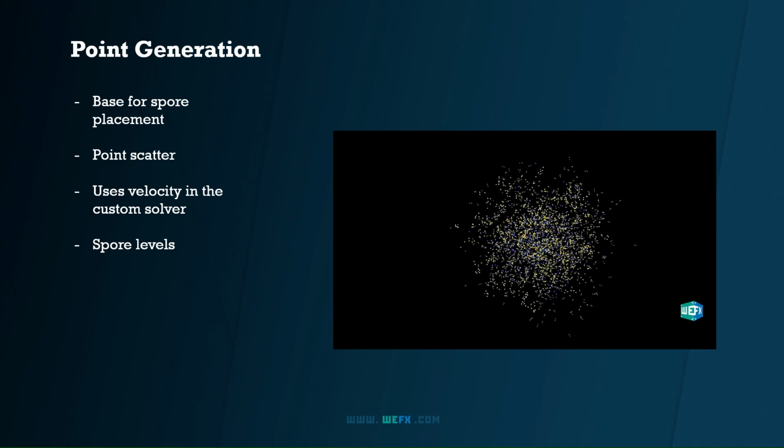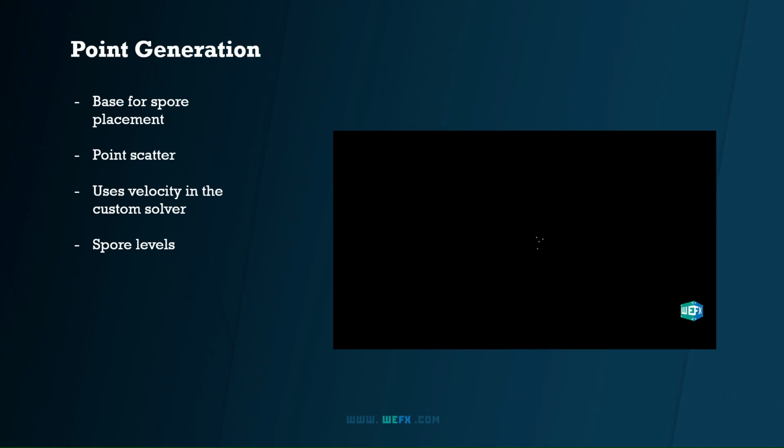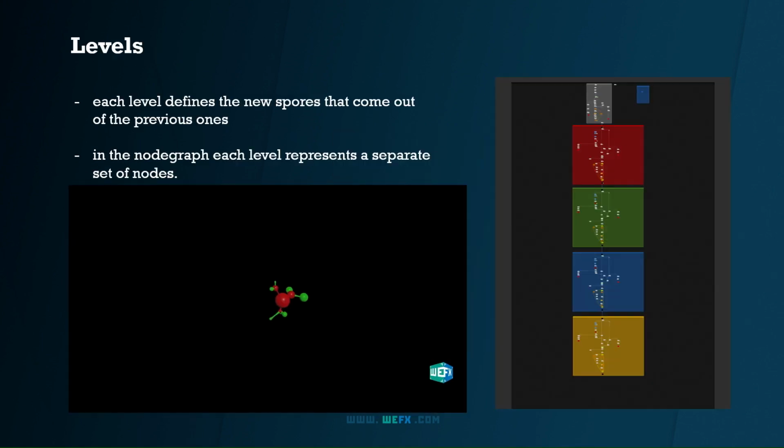And then by using attribute flow, we copied each set of nodes on top of another one, basically creating a spore level. And this logic allowed us to copy-paste each set of nodes to achieve more spore levels. Basically, spore level defines the new spores that come out of the previous ones.